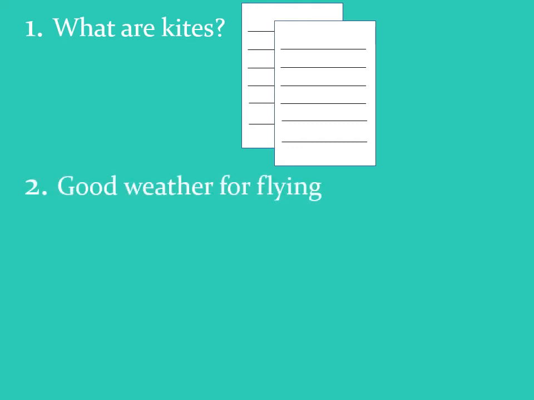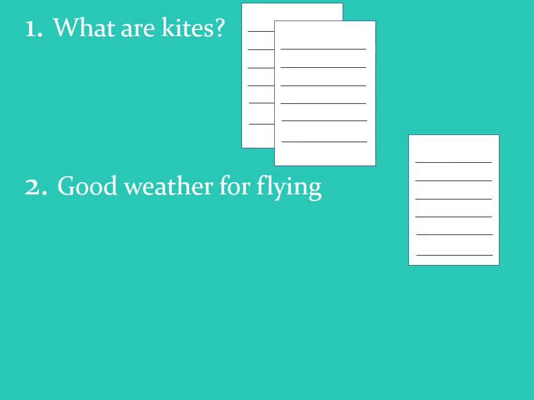Then the second thing in my table of contents was good weather for flying. Okay, and that might take me a page. I might say a kite can only be flown on a windy day. And it should be a day where there's no rain or snow or anything like that. Okay, so I would talk about that.